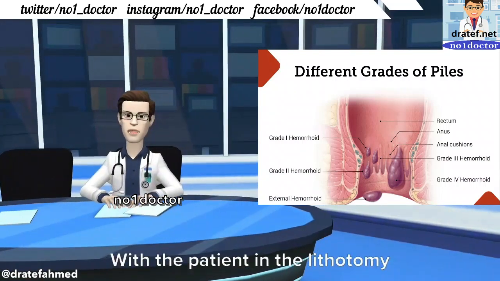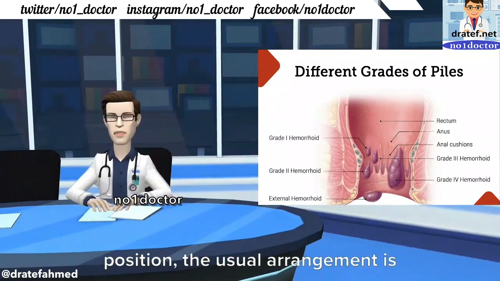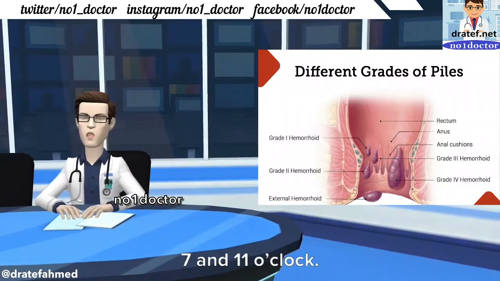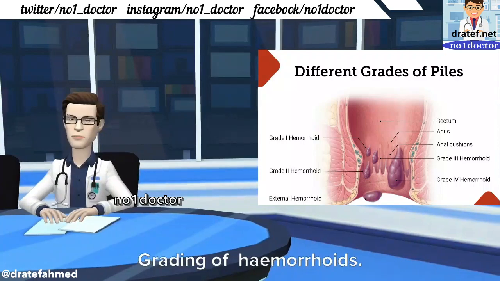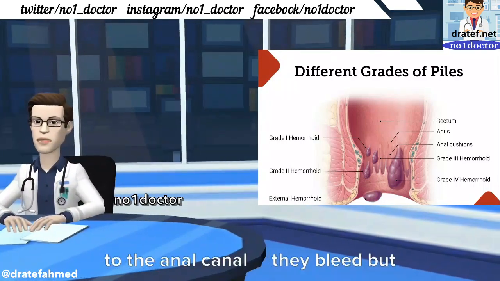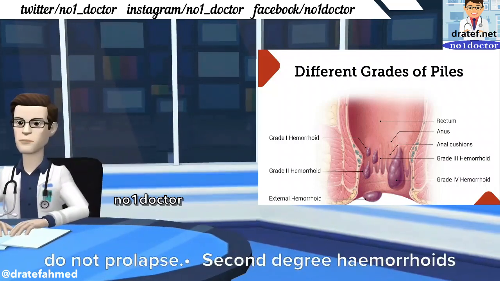With the patient in the lithotomy position, the usual arrangement is that 3 major piles occur at 3, 7 and 11 o'clock. Grading of hemorrhoids: first-degree hemorrhoids are confined to the anal canal. They bleed but do not prolapse.